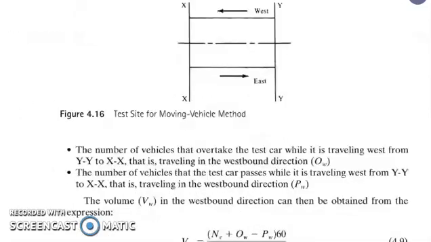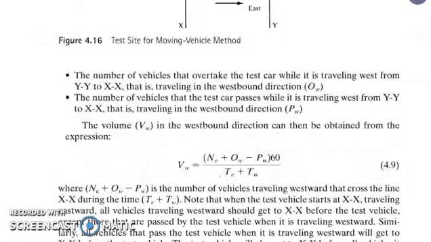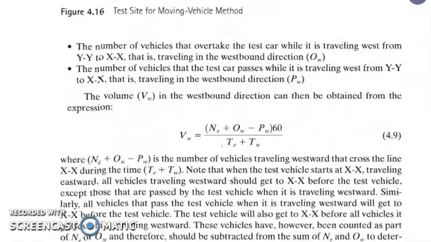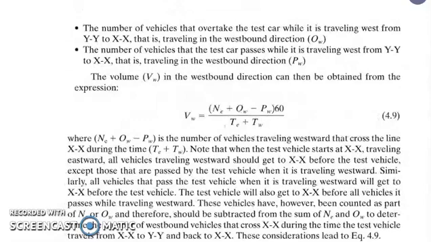Of course, we have to take note that the volume in the westbound direction can be obtained using this equation. This is the equation that you are going to make use of, wherein N of E plus O of W minus P of W is the number of vehicles traveling westward that cross the line x-x during the time T of E plus T of W.